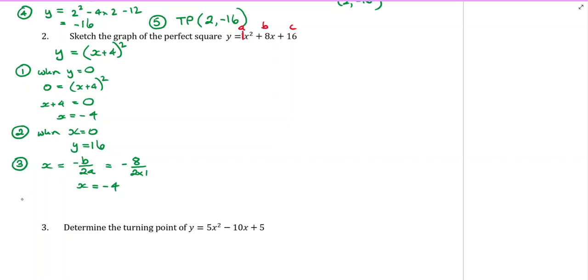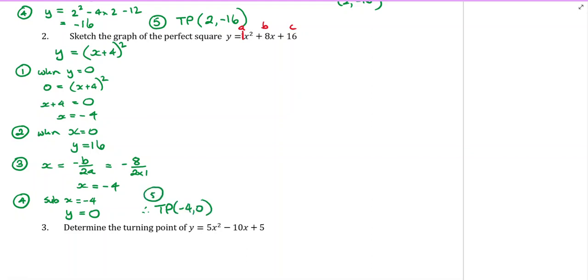Sub the negative 4 into the original equation. You might be seeing something interesting happening here, because minus 4 was my x-intercept. If you sub minus 4 into the original equation, you're going to get y is equal to 0. So the turning point is the point minus 4, 0.